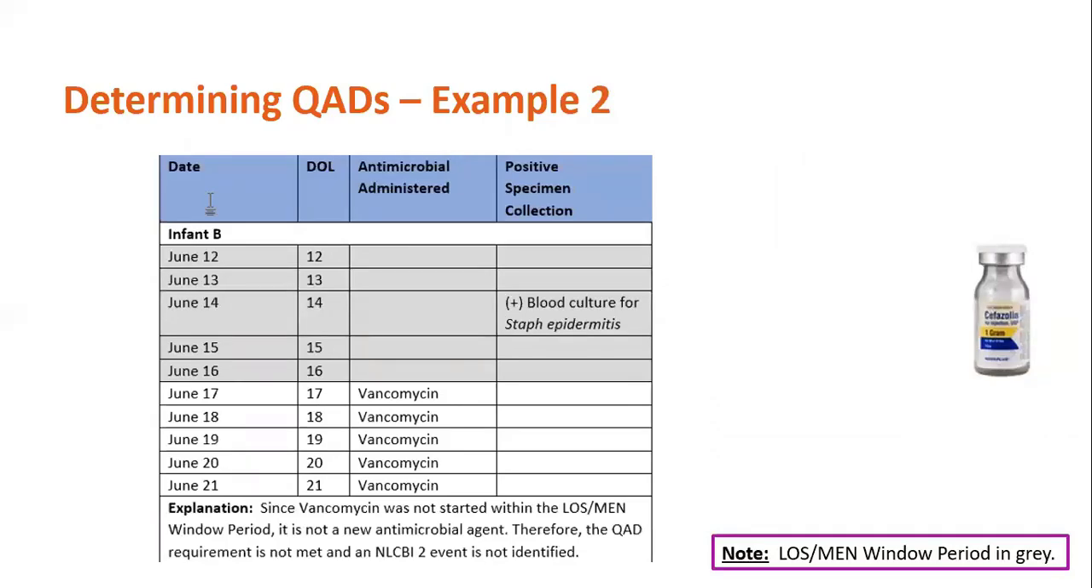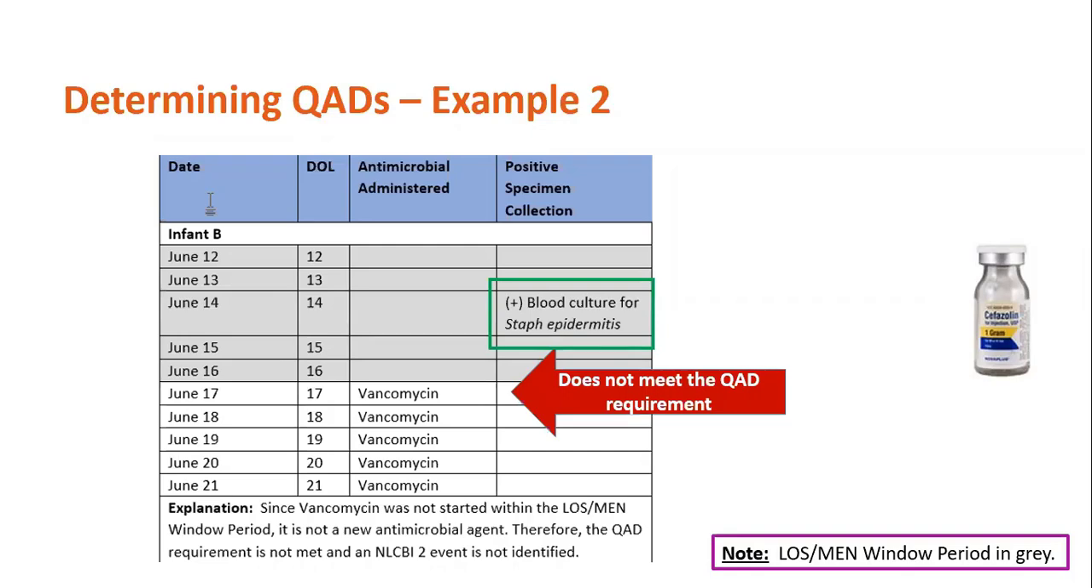In this example, we have infant B who has a staph epidermidis positive blood culture on day of life 14 that created a June 12th to June 16th late onset sepsis men window period. Although the vancomycin was continued for 5 days, it is not initiated during the late onset sepsis men window period, so the NLCBI-2 event was not met.